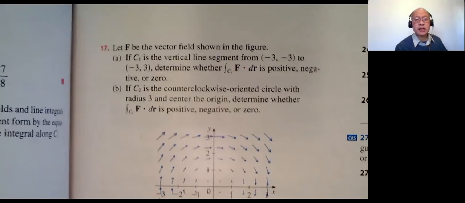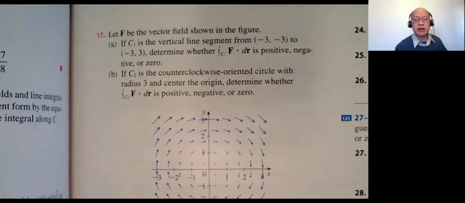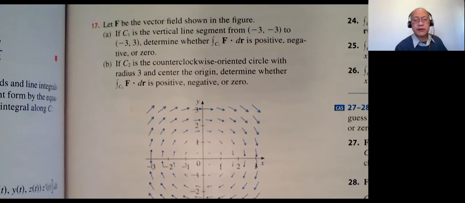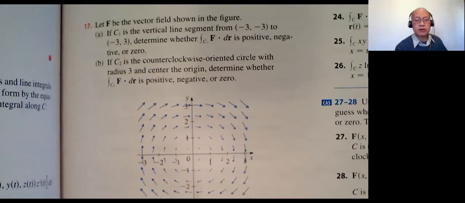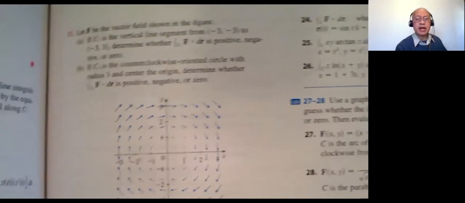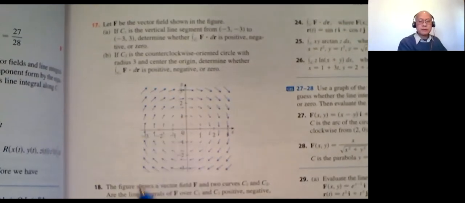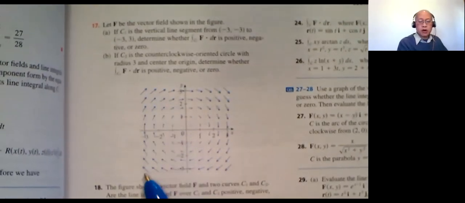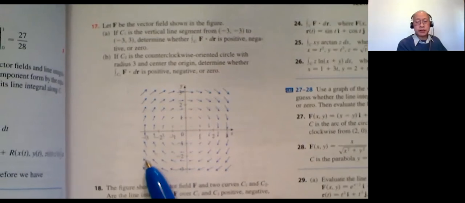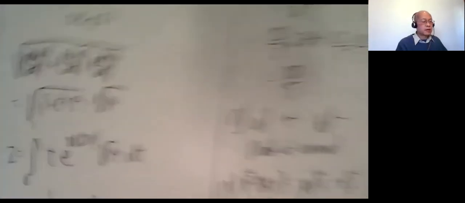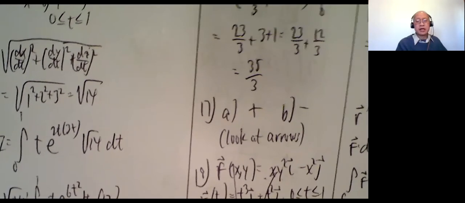If C1 is the vertical line segment from -3, -3 to -3, 3, determine whether the integral of F dot dr is positive, negative, or 0. Okay, so if we go in a straight line from -3, -3 to -3, 3, so you're going from here to here. Okay, so you're going with the flow, so to speak. You're going in the same direction as the flow, so that's going to be positive. You basically just look at the arrows. So 17a is positive.